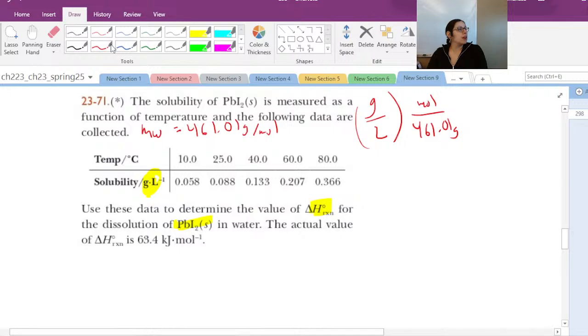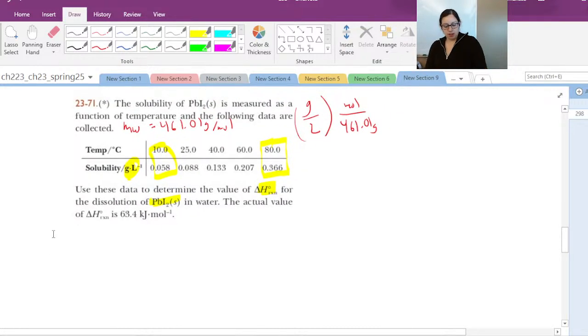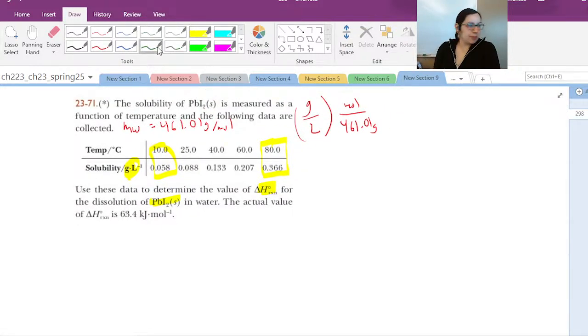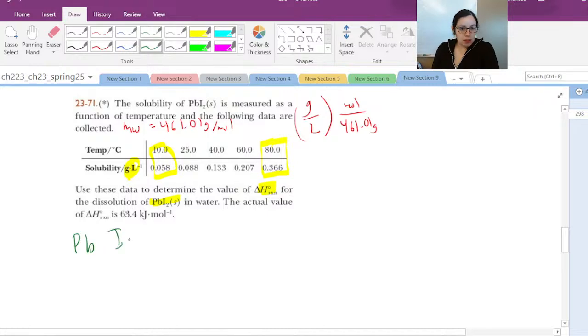And then we can walk through this together since we're running out of time. We want to pick 2 points. It doesn't really matter which 2 points we pick. I'd probably pick the most extreme to try to get good data. First we need to convert that to our molar solubility, and then we can plug it in. I'm just going to sketch this out again so we can see where we're going with this.